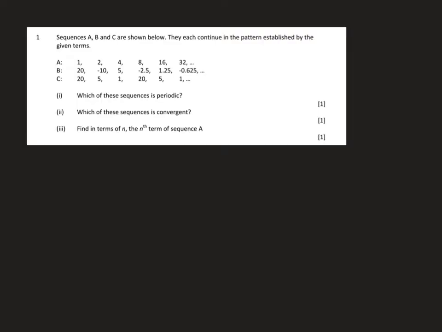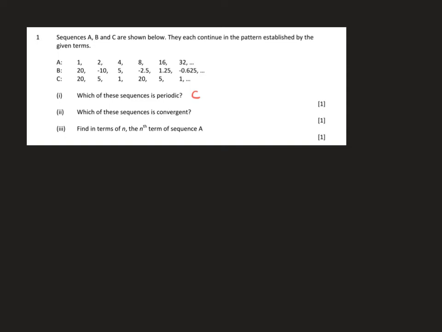So question 1 is a very simple sequences question to warm up with, and it's getting you to make sure that you understand the difference between different types of sequences and that you know the correct vocabulary. So which of these sequences is periodic? You can see it's sequence C. It has a period of what appears to be 3 as it repeats after every 3 terms, 20, 5, 1.